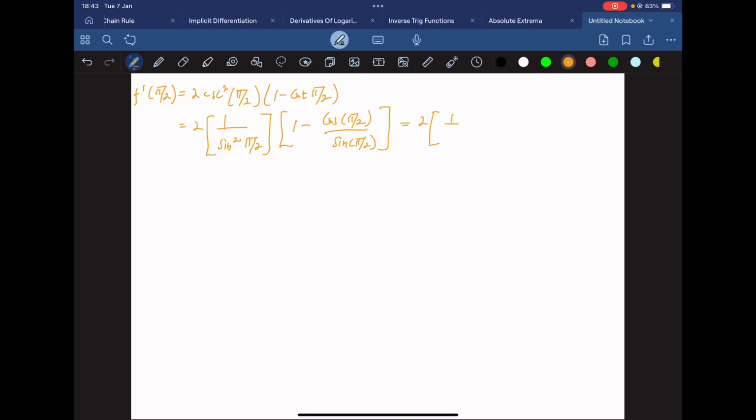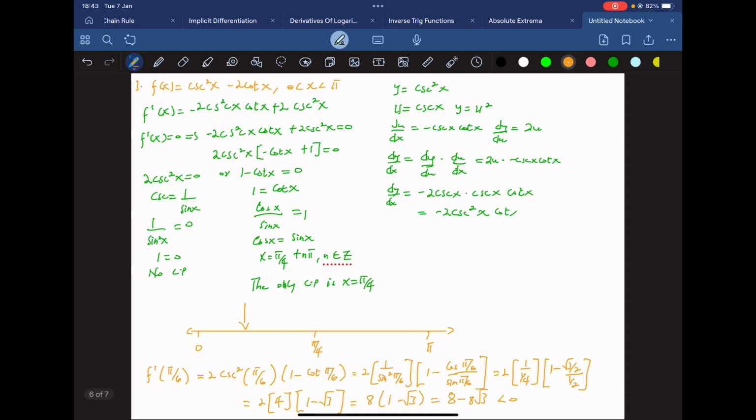Now, first of all, to find sine squared of pi over 2, you have to find sine of pi over 2, and sine of pi over 2 is 1. So 1 squared is still 1. Cos of pi over 2 is 0. So in this case, you just have 0 over, now sine pi over 2 is 1, so you just have 1 here. If we simplify this, you just have 2 multiplying 1 times 1, because 0 minus 1 over here is... 0. So this simplifies to 2. So clearly we can see that this goes up.